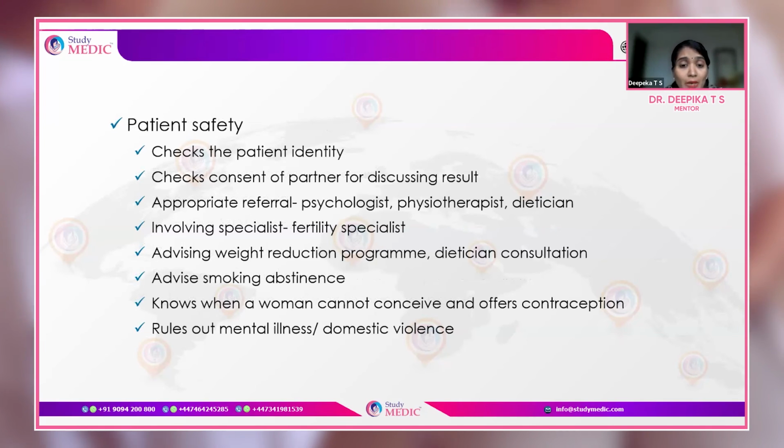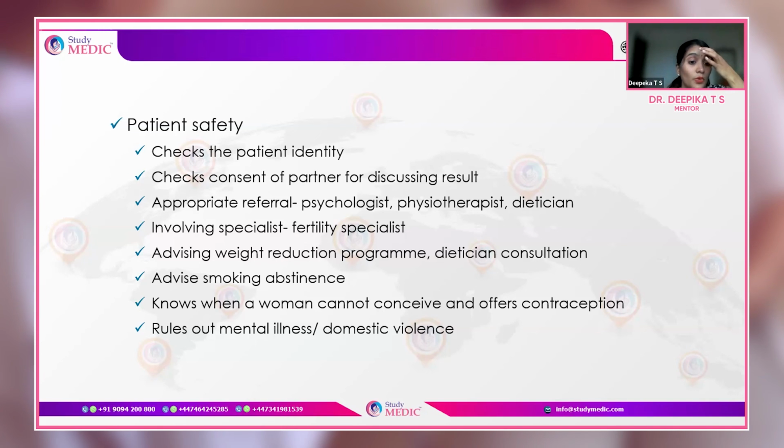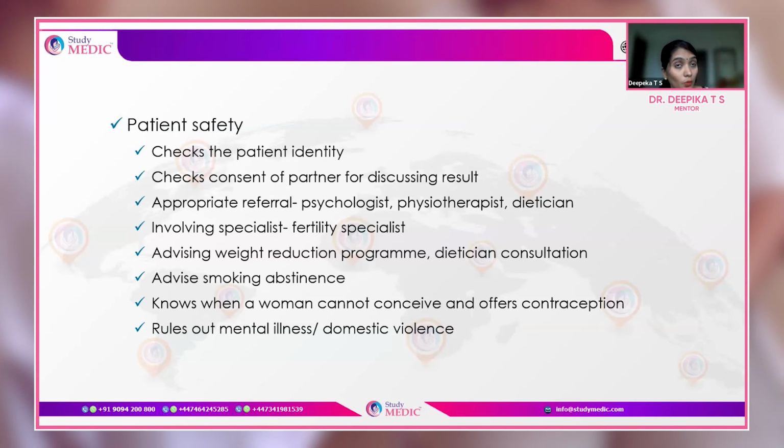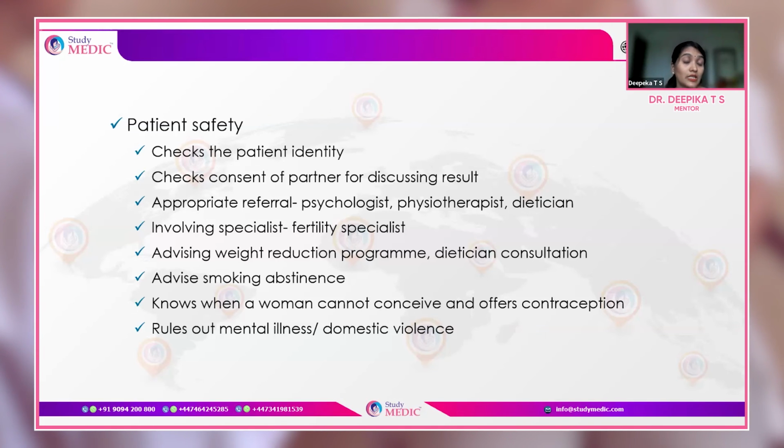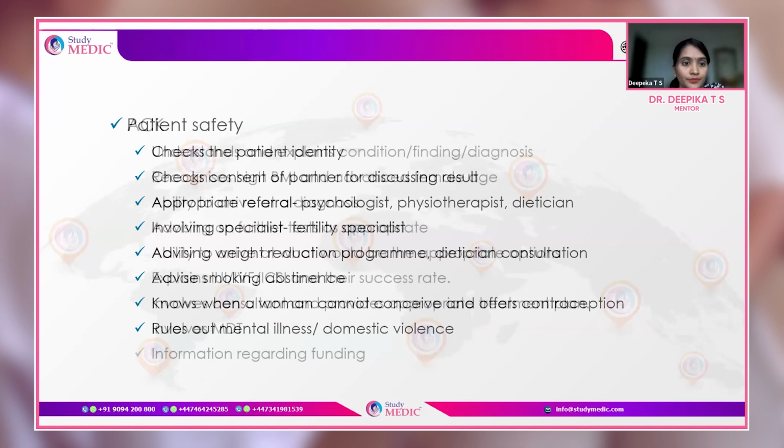Dietitian, psychologist: you should be able to pick up, apart from the fertility, high BMI and advanced age. And involve the specialist. Advise a weight reduction program if indicated, and advise smoking or alcohol abstinence. You have to know when a woman cannot conceive, when it's unsafe to conceive, and you have to offer contraception. And you have to rule out mental illness or domestic violence. There could be a hidden agenda in subfertility also.